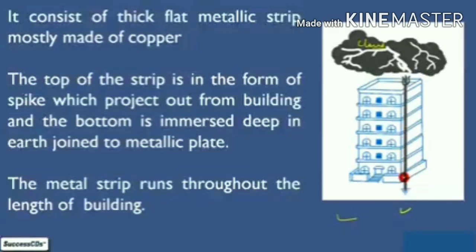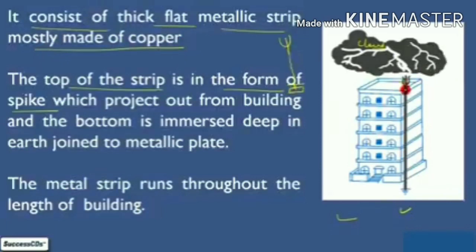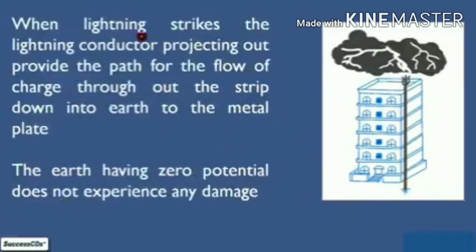Now, what is the structure of a lightning conductor? A lightning conductor consists of a thick flat metallic strip mostly made up of copper. Here in the figure you can see this metallic strip made up of copper, and that strip runs throughout the length of the building. The bottom of the strip is immersed deep in the earth, joined to a metallic plate. At the end of the conductor there is a metallic plate which is buried inside the earth. One end of the rod is kept out in the air and the other end is buried deep into the ground. The rod provides an easy route for the transfer of electric charges to the ground.